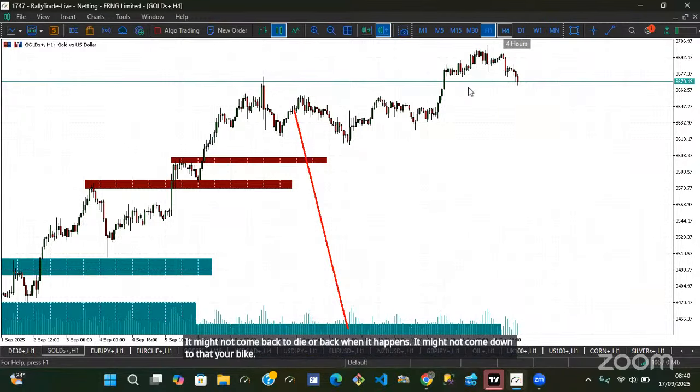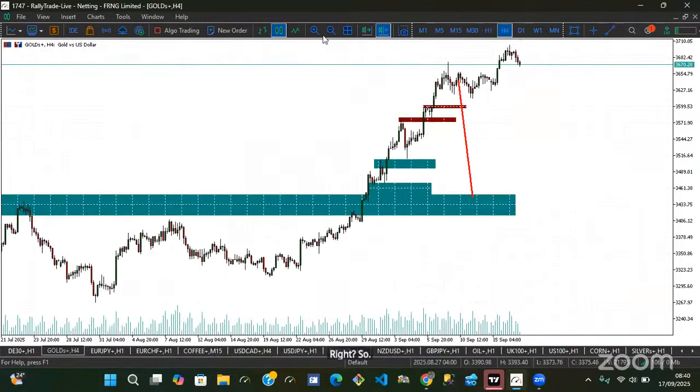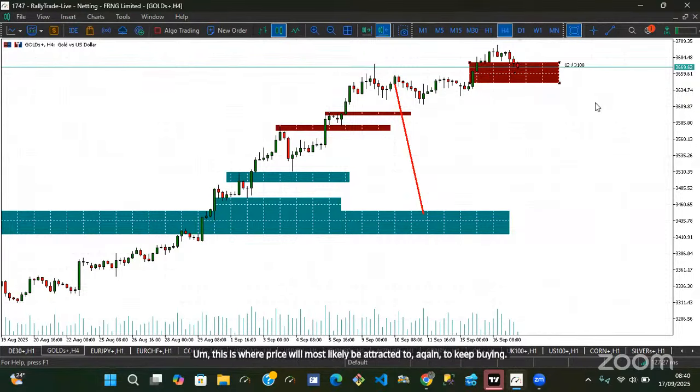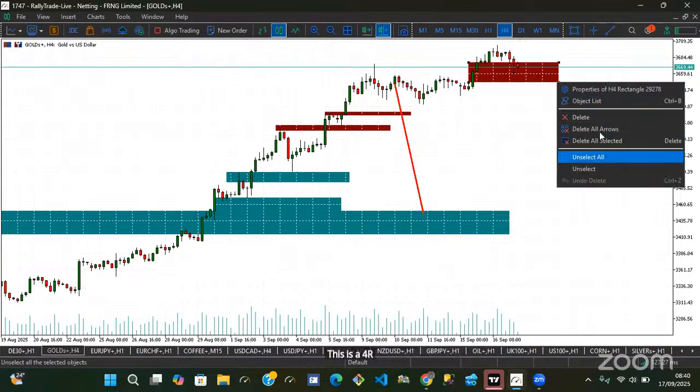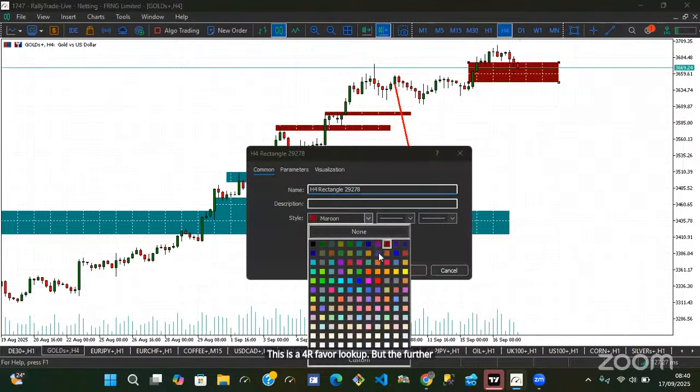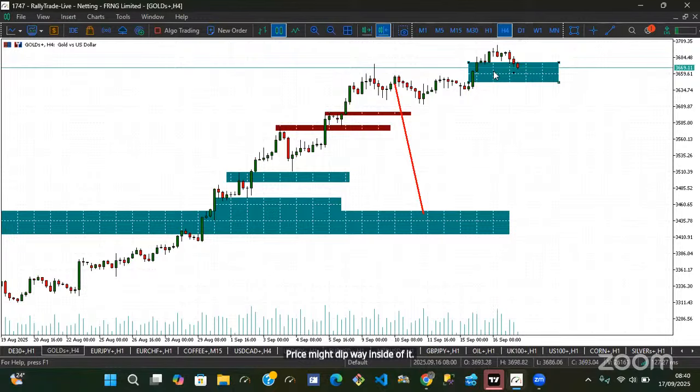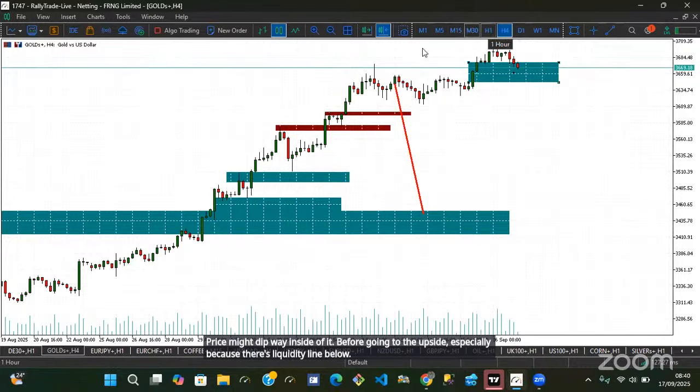All right. So this is our beloved gold. This is where price will most likely be attracted to again to keep buying. This is a 4-hour fair value gap, but the fair value gap is a massive one. Hence, price might dip way inside of it before going to the upside, especially because there's a liquidity line below. Let me look at it on 1 hour.